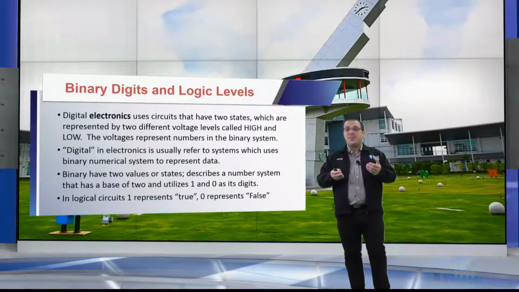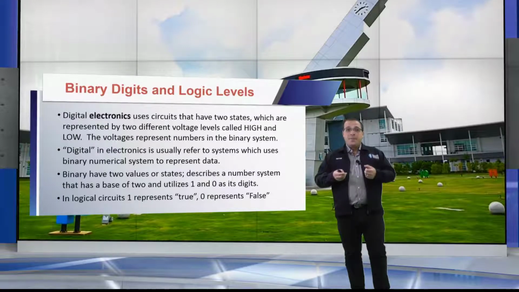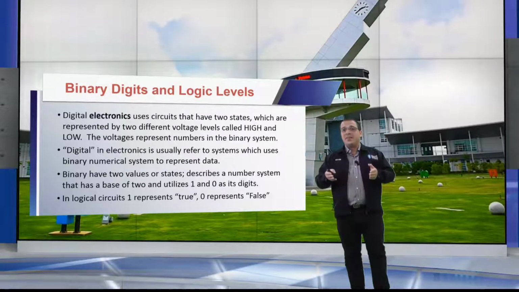In electricity it's represented by high volt and low volt. Actually it's 5 volt and 0 volt in most systems. So 5 volt represents 1 or true, and 0 volt represents 0 or false. In digital electronics, we usually refer to a system which uses the binary numerical system as digital. Why binary? Because binary also has only two values, 0 and 1. In the next video, I will give more information about the binary system and other numerical systems and how to convert between them. Today, I'm just introducing what we mean by digital in general.